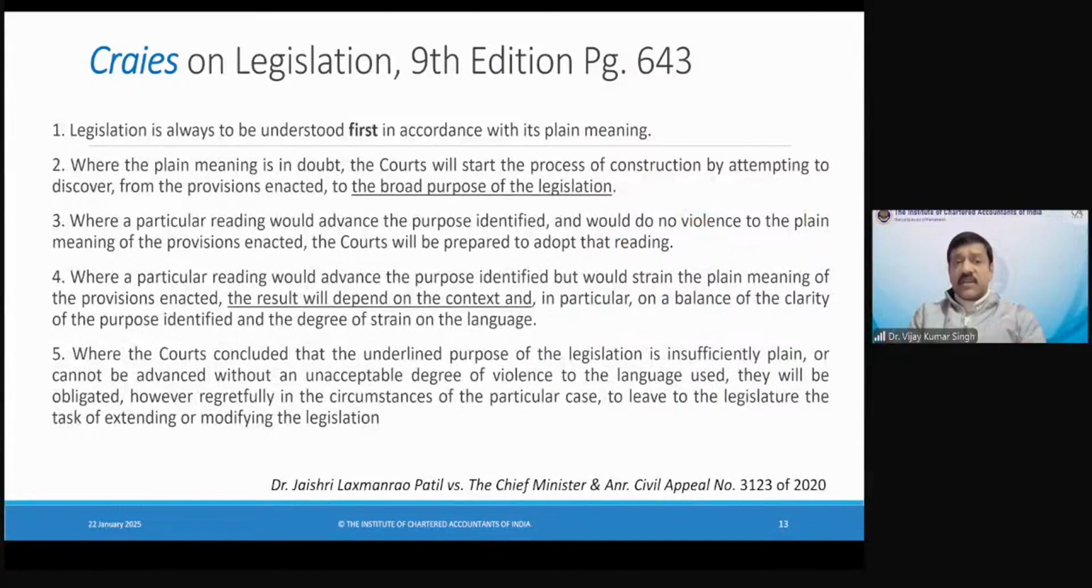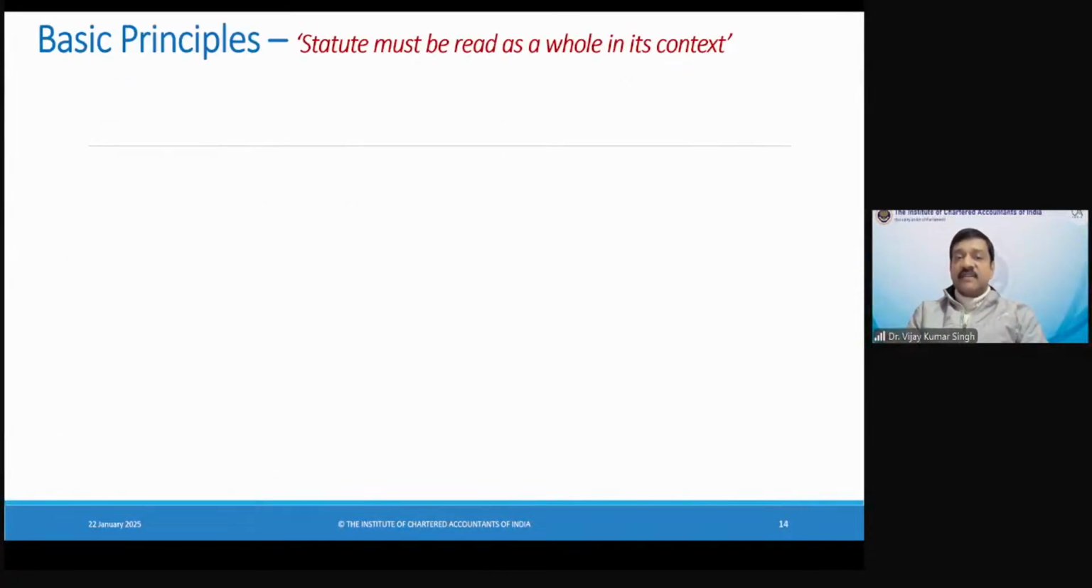I discussed Cray's on legislation, what he says, and this we have already discussed in our previous class. So I'll move on to the next basic principle, that it says statute must be read as a whole in its context. Every statute, every legislation has a context. There is no legislation without a context. There must be something which necessitated that legislation.